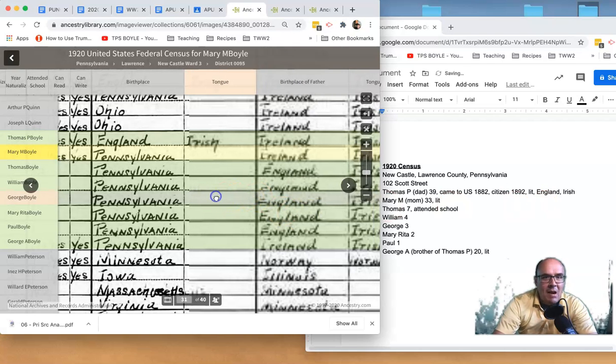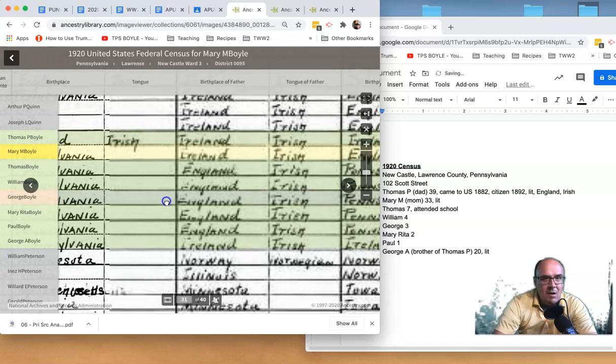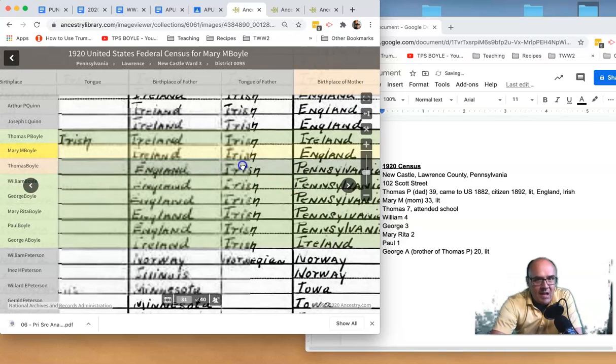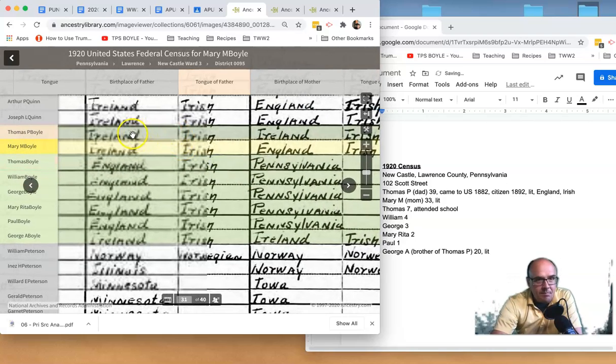Now, birthplace of parents. This tells you where their parents were born. And now we find out that Tom's, and I'm not going to put all this information in here, but you may want to. I'm just not going to make this video 3 hours long. We find out that Big Tom's dad was born in Ireland, his mom was born in Ireland, and both his parents spoke Irish. We find out that his wife's parents, father was born in Ireland, mother was born in England, but they both spoke Irish.